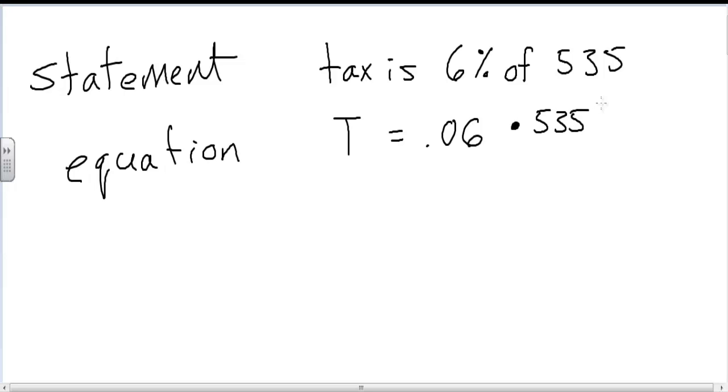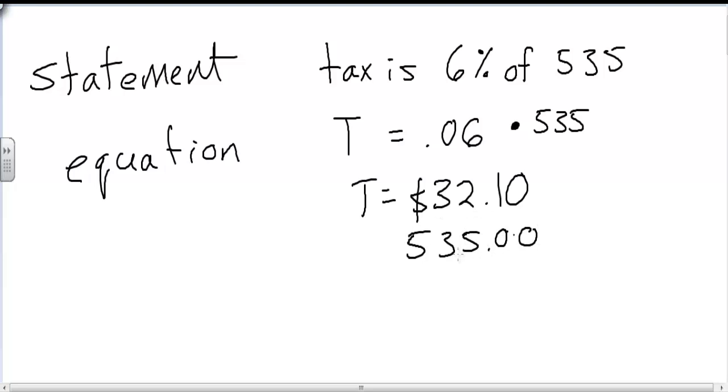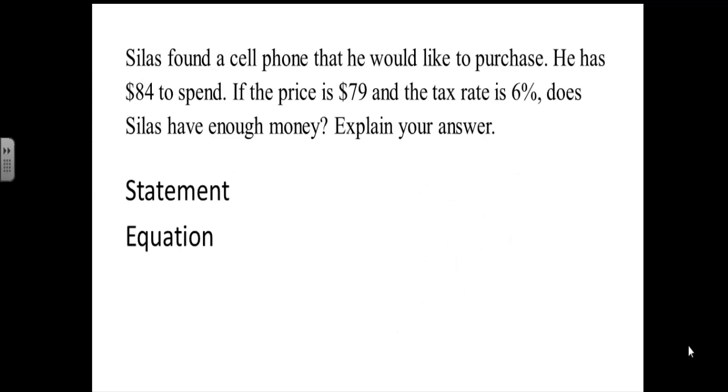So to find the tax, I'll multiply 535 by 0.06 first. This comes out to be 32.1. And since this is dollars and cents, I'm going to interpret this as $32.10. This gives us my tax, but I still need to know the overall cost of this couch. So to find that, I'll add to my sales tax the original value of the item to figure out my total cost, which is $567.10.